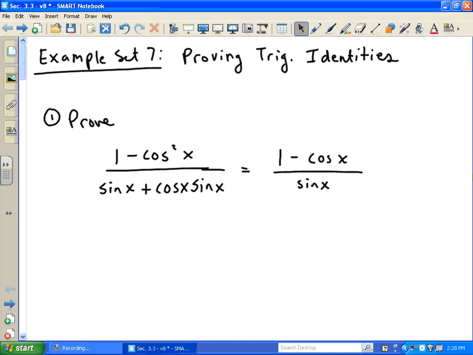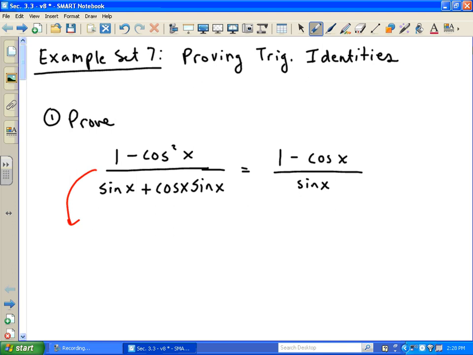I'd like to look at a couple of other examples on proving trig identities. Okay, first of all, I want to prove that (1 minus cosine squared of x) all over (sine of x plus cosine x sine x) equals (1 minus cosine x) over sine x. The left-hand side of this particular problem appears more complicated, even though both sides are fractions.